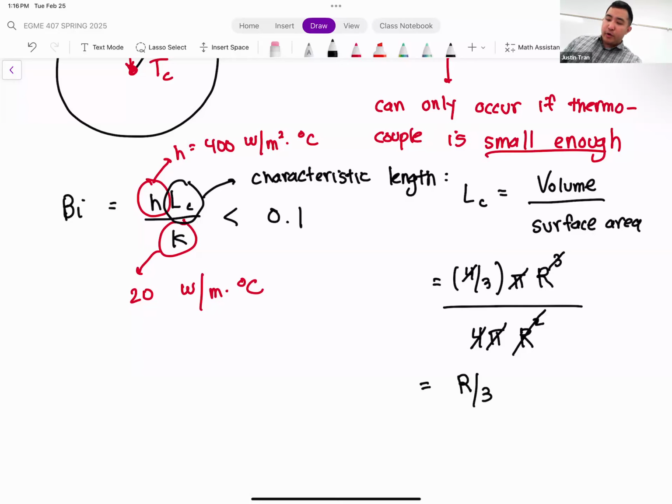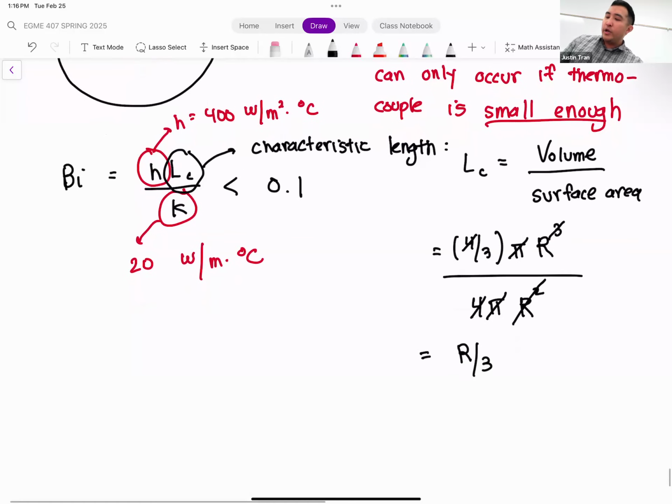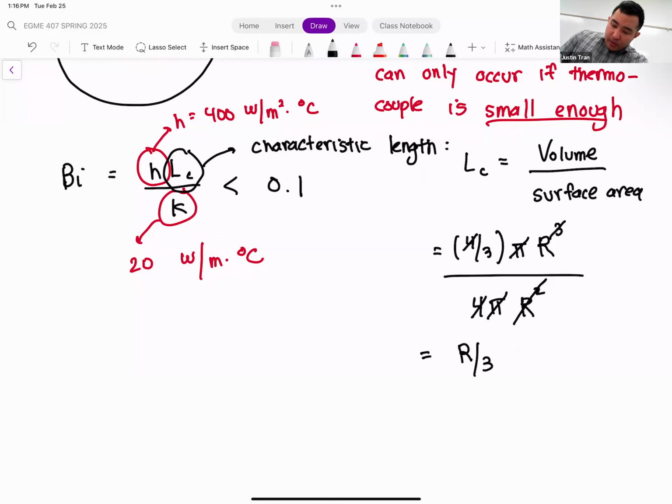Okay, so let's go ahead and plug this expression into our Biot criteria here. And let's plug in the values for h and k as well. And so our Biot criteria says that when we plug in h, it's 400 times r divided by 3 times 20.